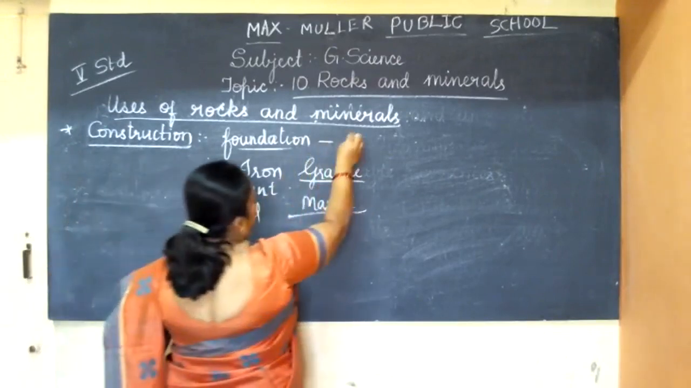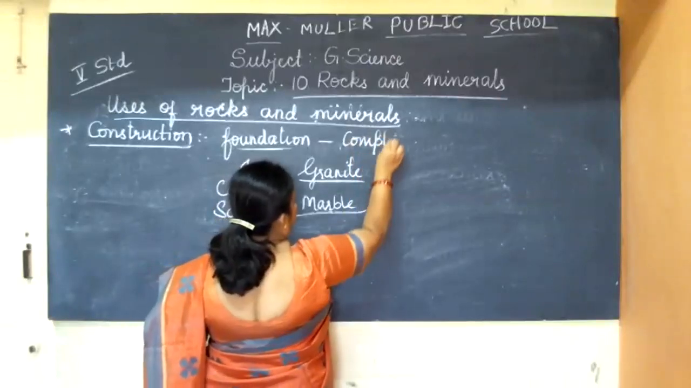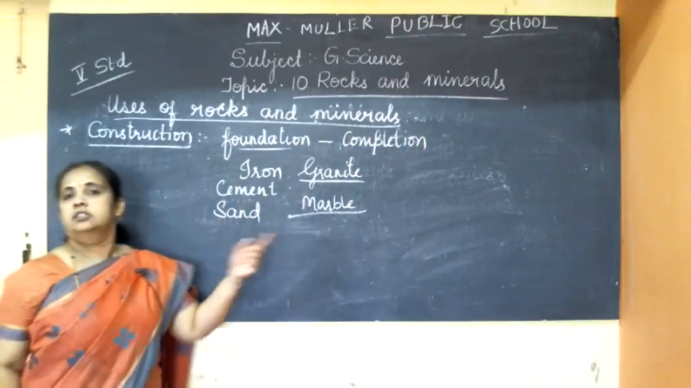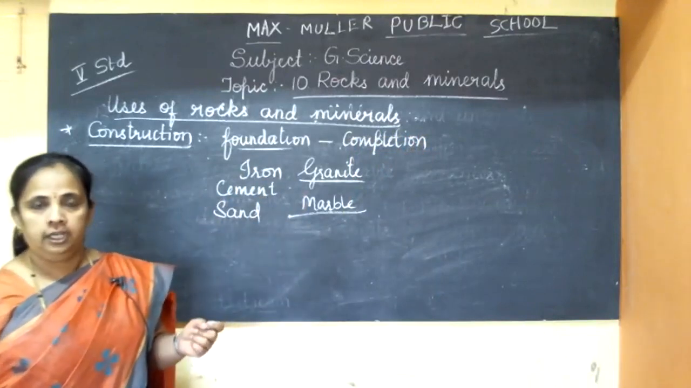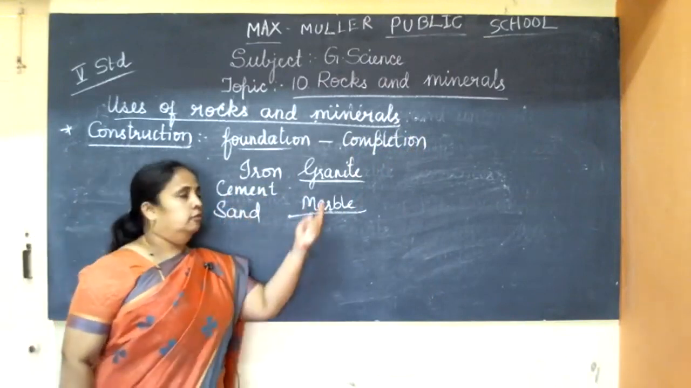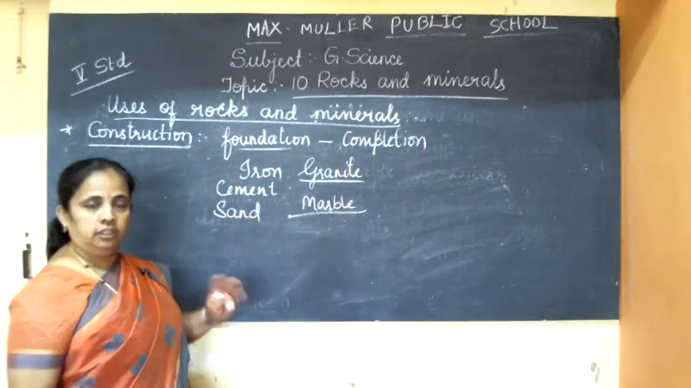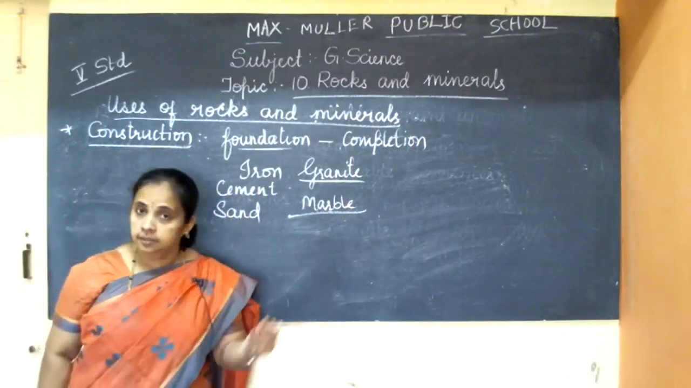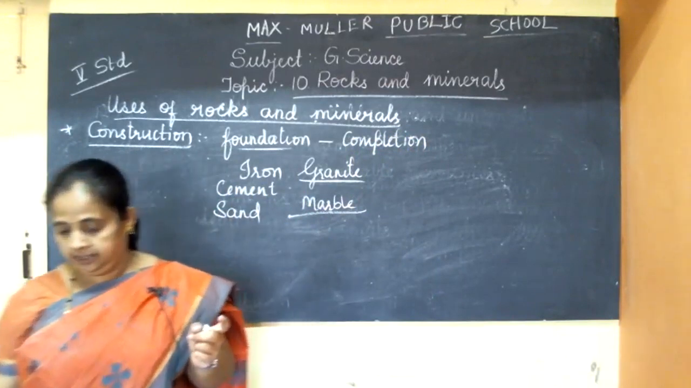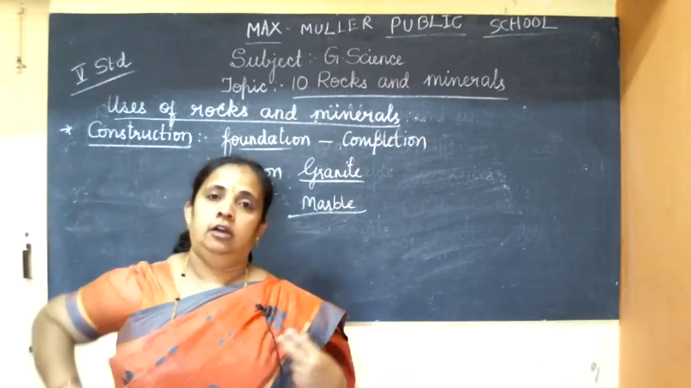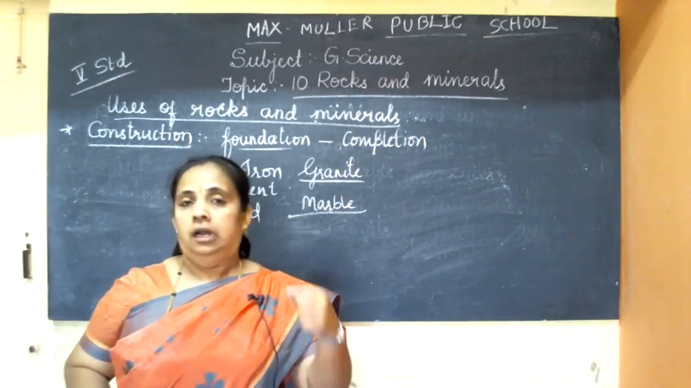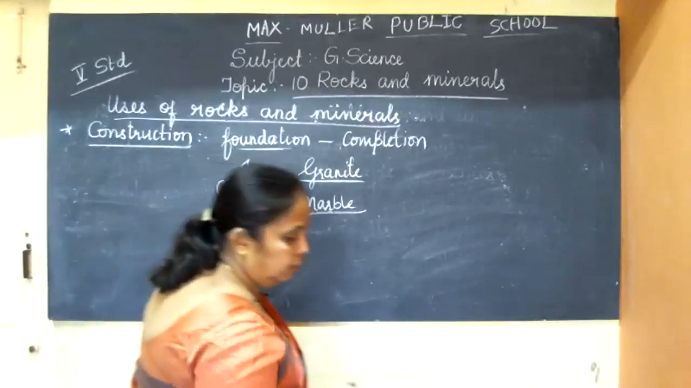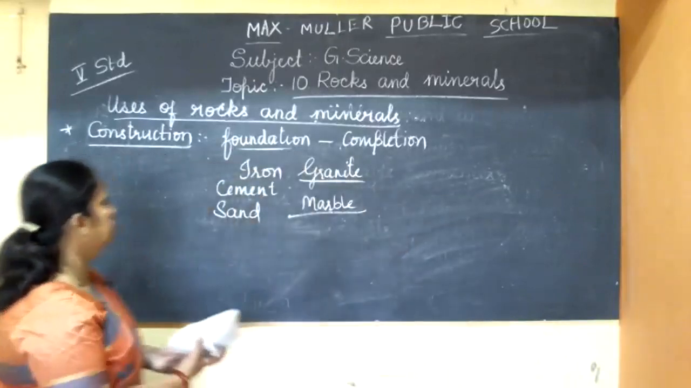So from the foundation till the completion of the house, we use different kinds of rocks and minerals. We use iron pillars, granite, marble for the kitchen countertops, and cement till completion, is it not? So these are a few uses of rocks and minerals in construction. That is the first use, construction purpose.